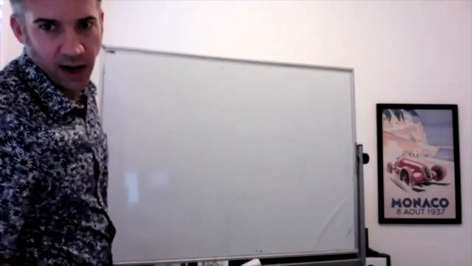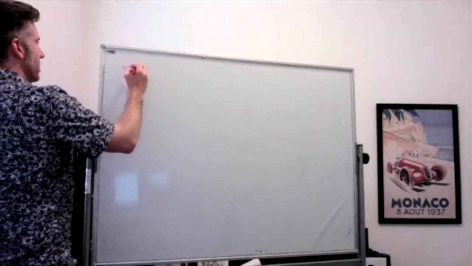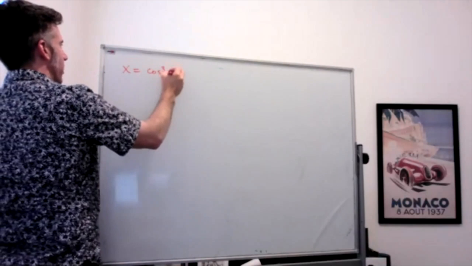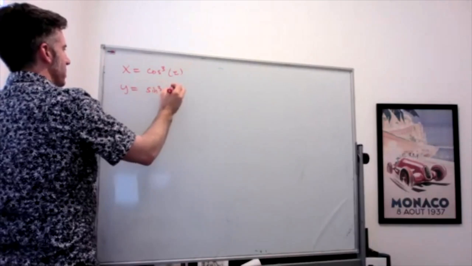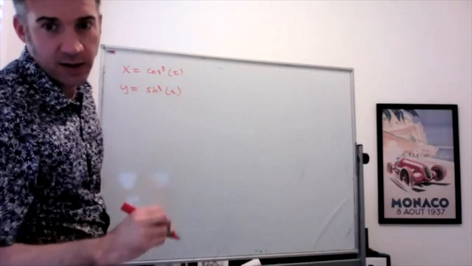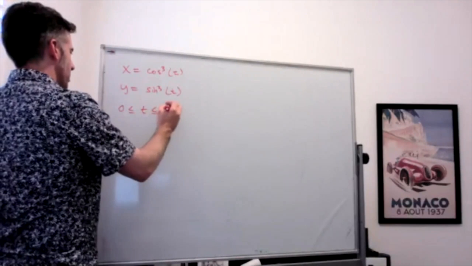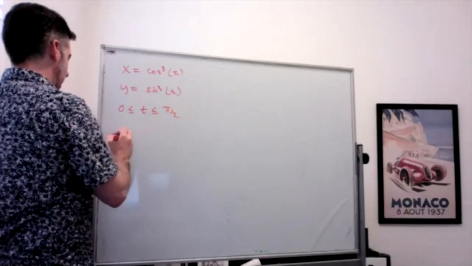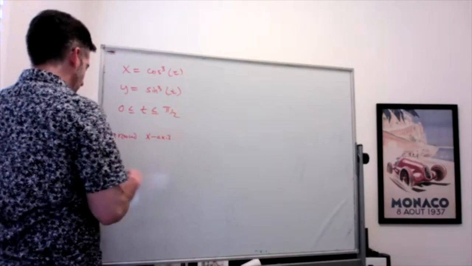So here is a problem. Let's look at this one, which I don't think is terrible. I've done this one before, and I feel like I missed something. Let's say we've got x is cosine cubed of t, and y is sine cubed of t, and t is between 0 and pi over 2. And we're going around the x-axis. I want to know the surface area.